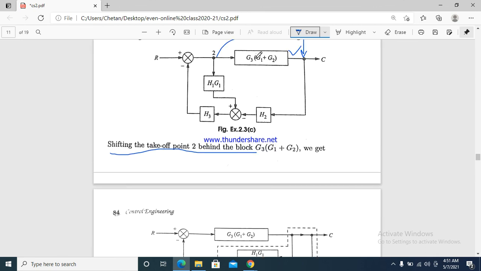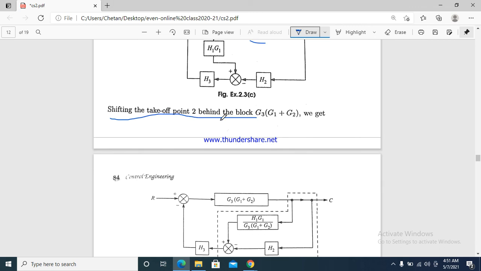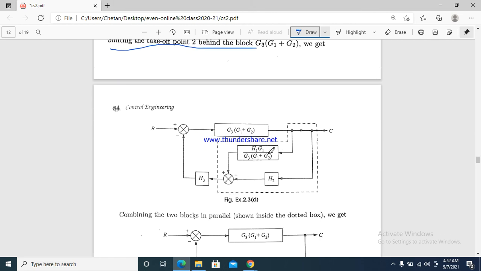Whenever they shift like this, it means you have to divide this value by this given value. You should observe that whenever you are shifting behind the block, it should be divided. Whenever you are moving ahead of the block, it should be multiplied. In that case, now you will get this.